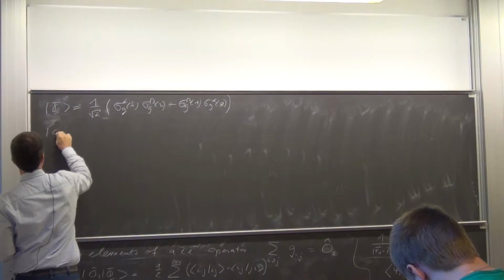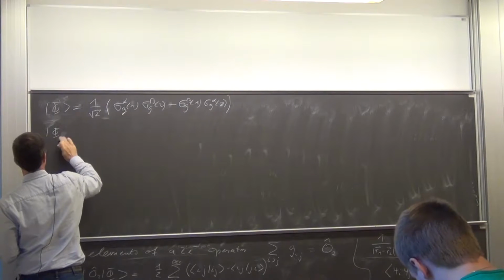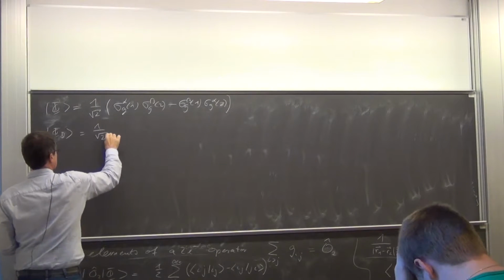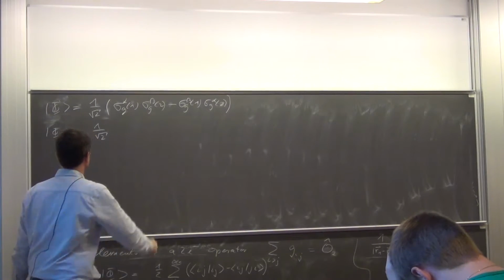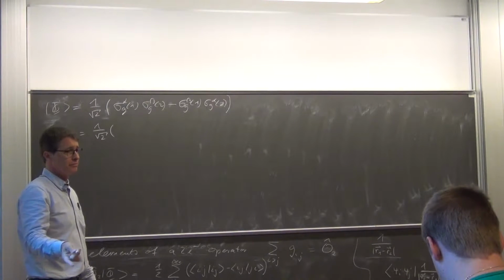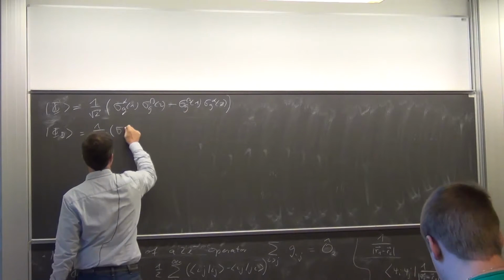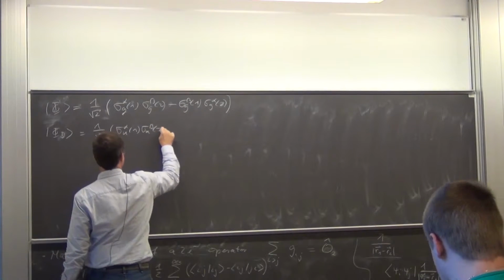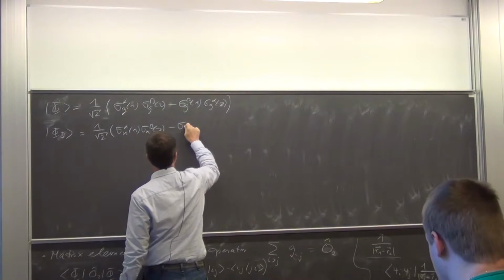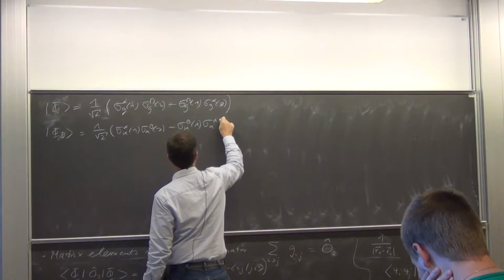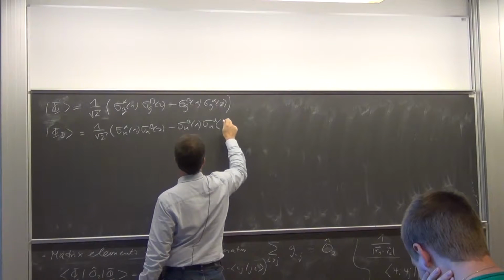Then let's look at the doubly excited determinant. That's 1 over square root 2. Doubly excited means both electrons are now in the sigma u, but otherwise it's the same. So it's sigma u alpha for electron 1, sigma u beta for electron 2, minus sigma u beta for electron 1 and sigma u alpha for electron 2.